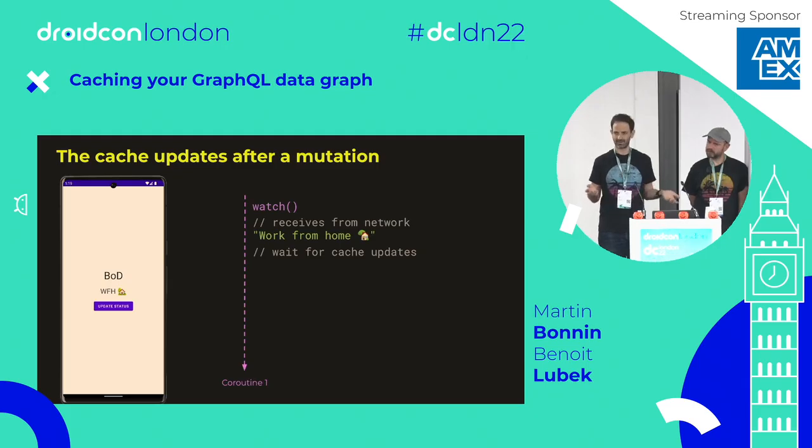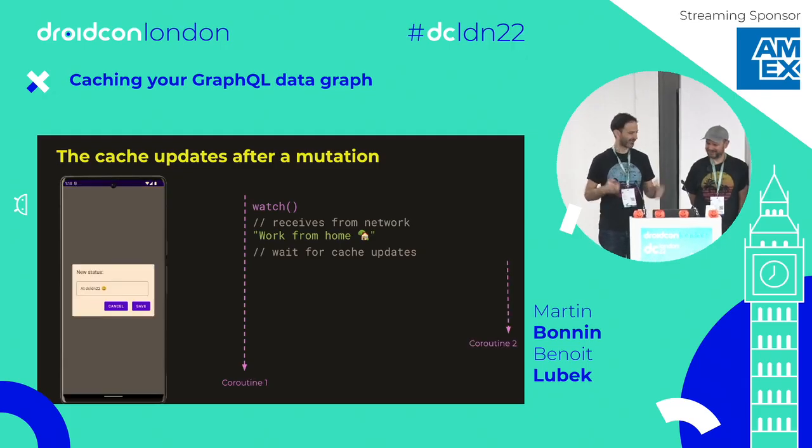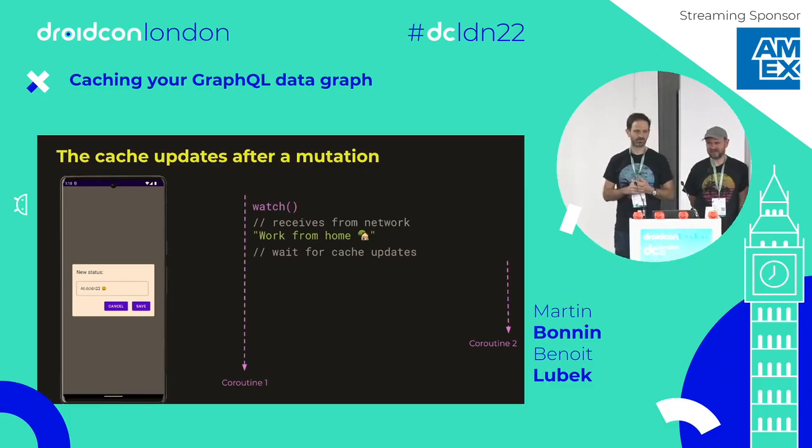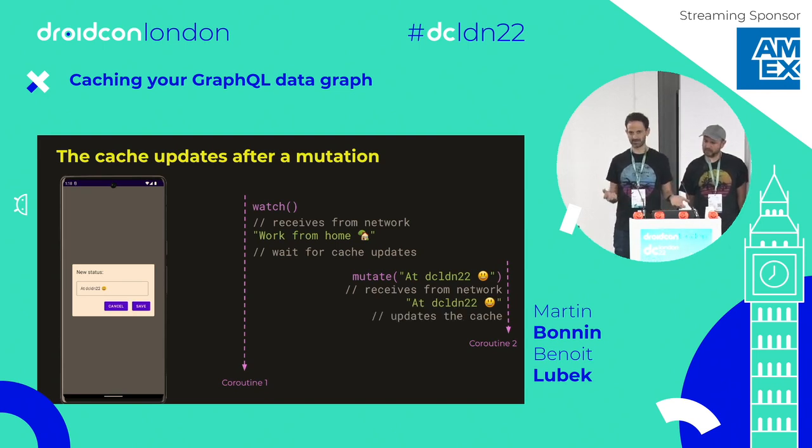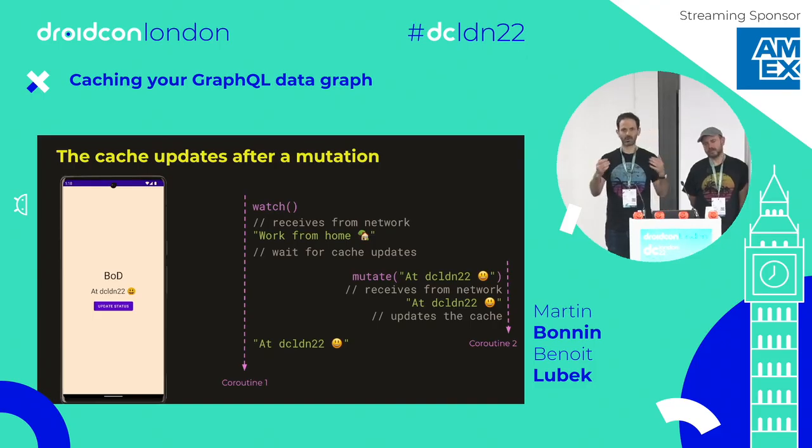Now, Benoit is going to click that small button, or maybe I do it, or maybe you do it, and update his status. So it's going to start a new screen with a text field where you can change the status. Let's say we are now at droidcon London 22. So we send that mutation to the network, and in response, we get the new data. So we get the data from the network, and it updates the cache. And as soon as it updates the cache, the watcher in the background is going to update the UI so that if you press back, you have instantly the new value of your status.